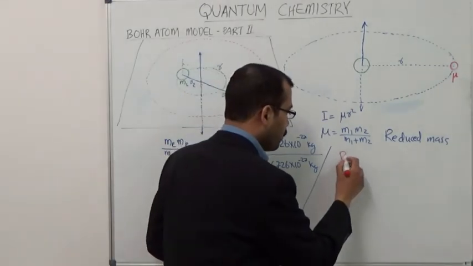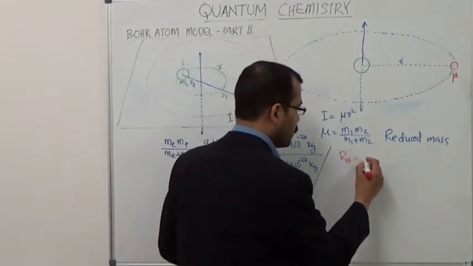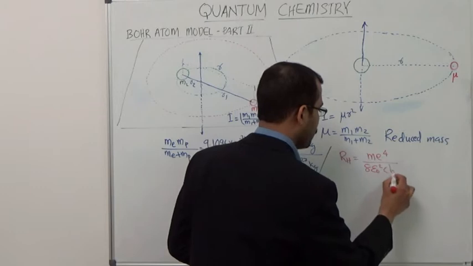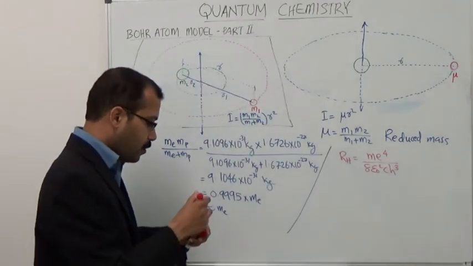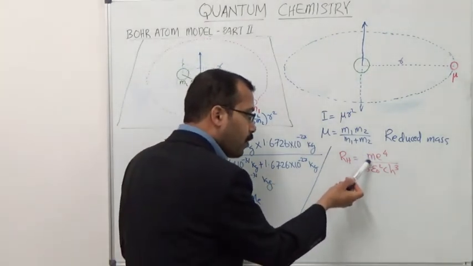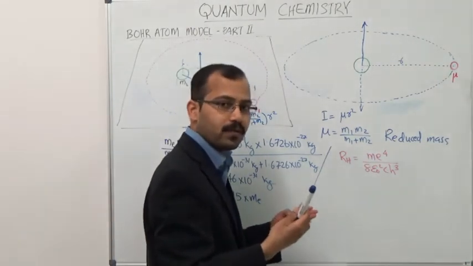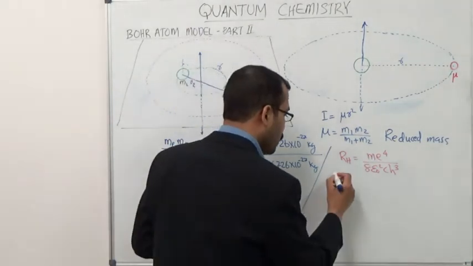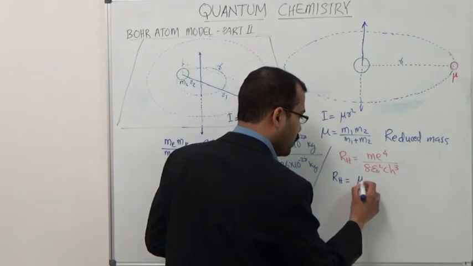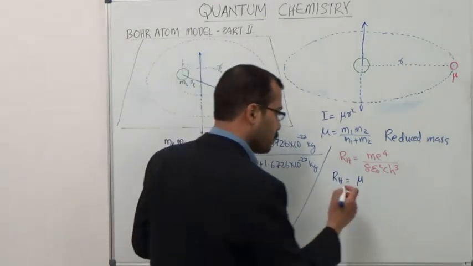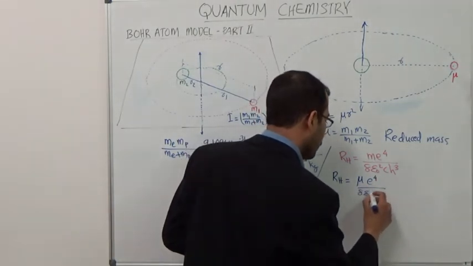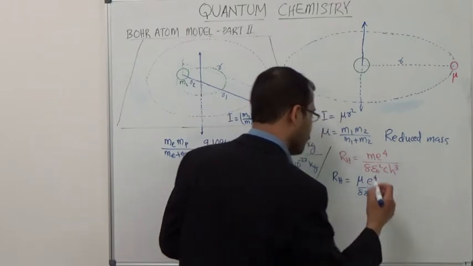Bohr calculated the Rydberg constant with the equation RH is equal to m e raised to 4 divided by 8 epsilon 0 square c h cube. By applying the reduced mass concept, we can substitute the value of the mass of the electron with the reduced mass of the proton-electron system. So the Rydberg constant is equal to mu, that is the reduced mass, e raised to 4 divided by 8 epsilon 0 square c h cube.